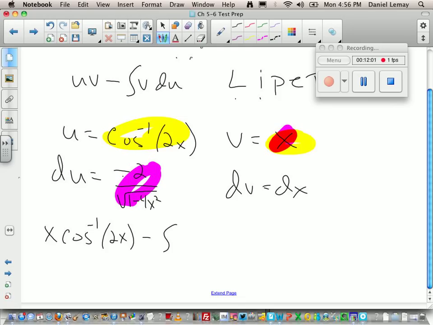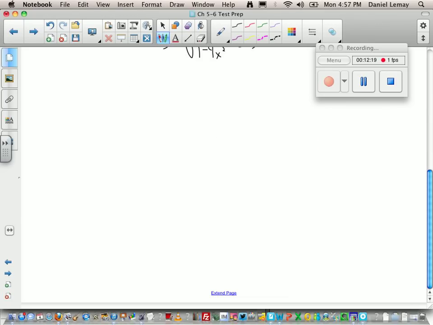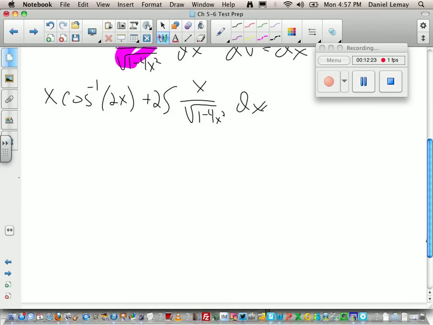Now minus a negative 2 is going to make that plus. I'm also going to pull that 2 out because it's a constant, and x over the square root of 1 minus 4x squared dx. This should have a dx with it. Okay, so now I've got to integrate this part. Well, I'm seeing a radical with an x squared underneath it and an x dx on top. I think this is the prime u substitution situation again.